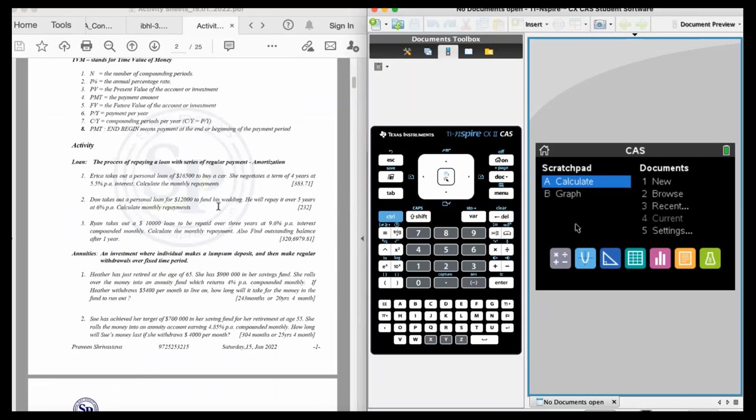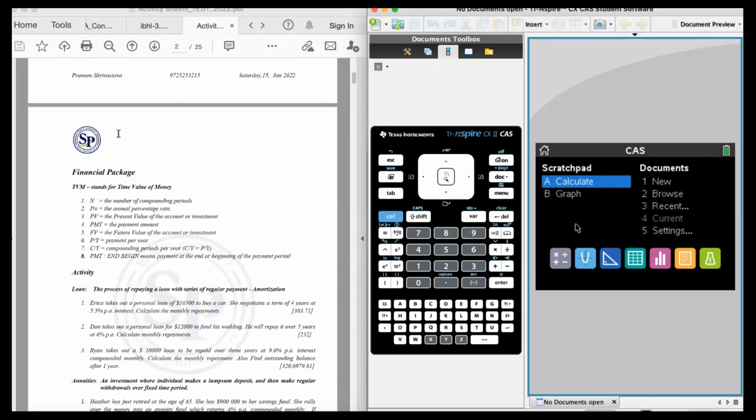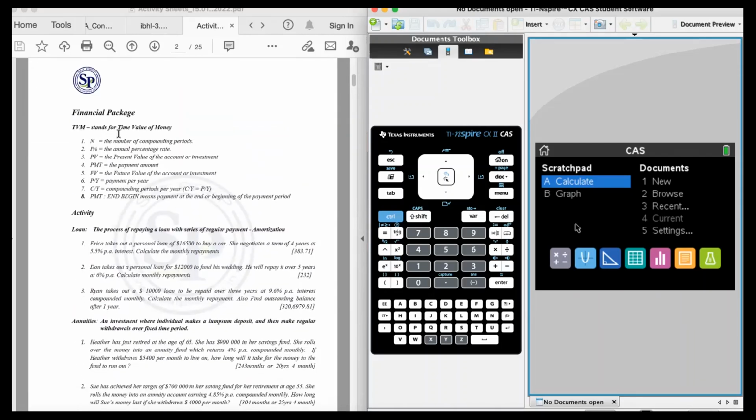All right. Okay, so as I discussed with you, this is my worksheet here, and in the worksheet I tried to include different kinds of questions and how to solve those questions on the calculator, which I can show you side by side. Now first we will begin with the financial package. As I told you, that is TVM, and in the exam you will be asked to use the TVM package of the calculator and give the answers to the questions.